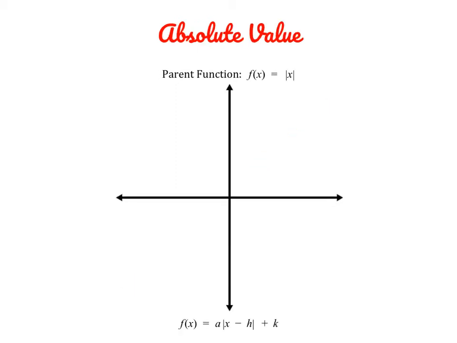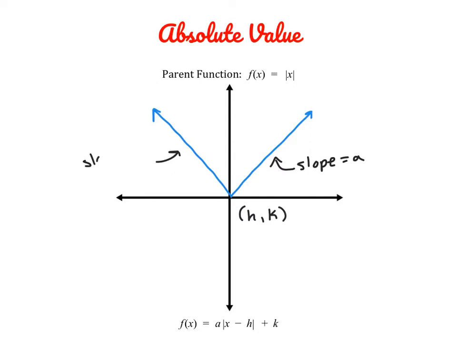All right, absolute value functions. So absolute value functions look like this. For the parent function, the vertex is going to be at the origin. However, depending on your transformations, your vertex will be at (h, k). So remember, this is a horizontal translation and this is a vertical translation. And of course, this a value is really going to determine the slope of your line. The slope of this side is actually a, and the slope of this side is just the opposite of that. So that is always going to be the case.